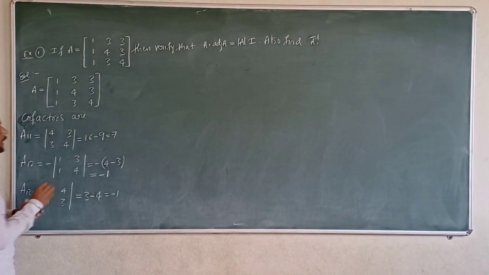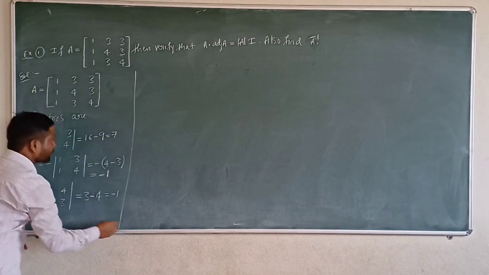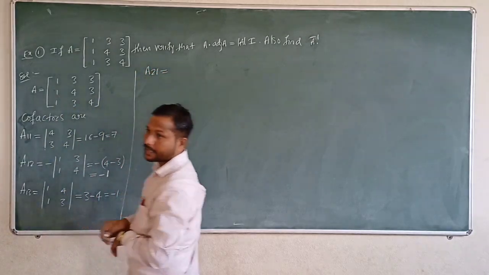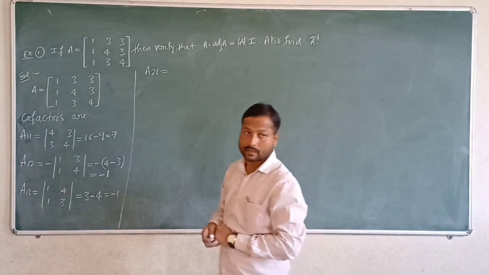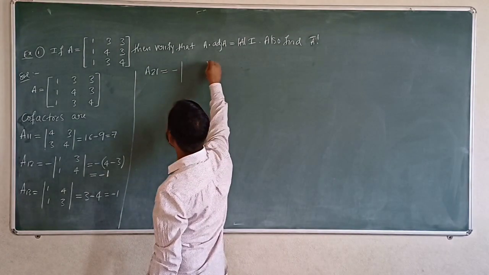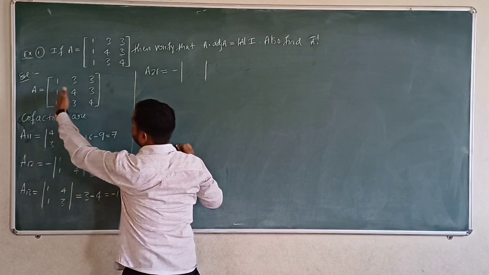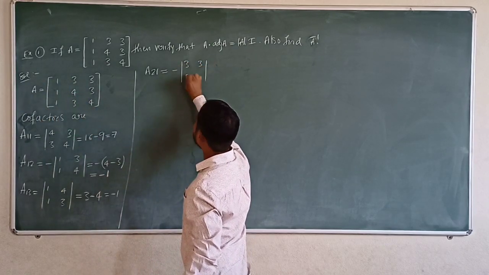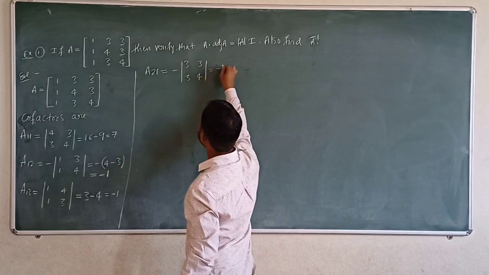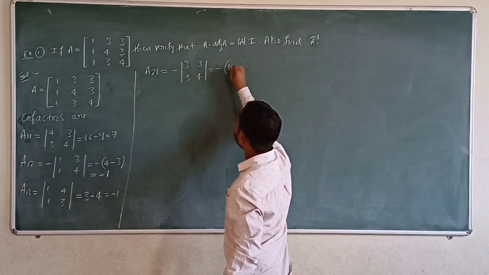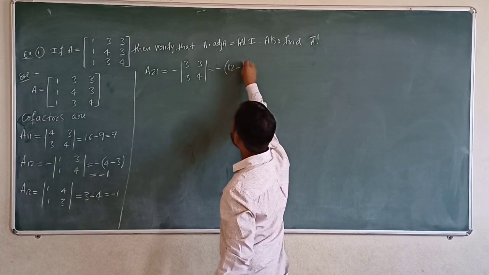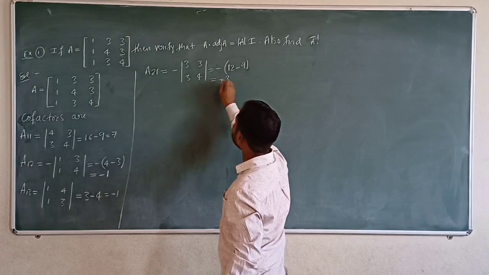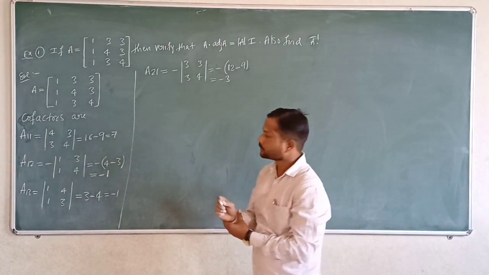Next, the remaining cofactors, starting with A21. Is A21 positive or negative? Negative. Delete the second row and first column, then the elements are 3, 4. This equals minus, keeping the sign outside: 3 4s are 12 minus 3 3s are 9. So minus of 12 minus 9, which is 3. It is minus 3.